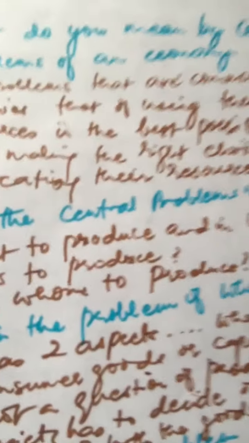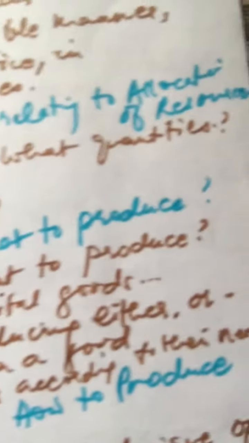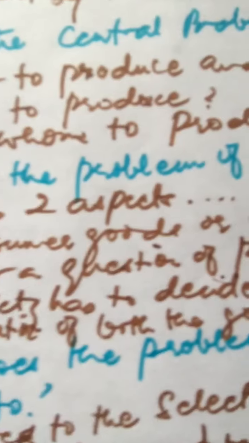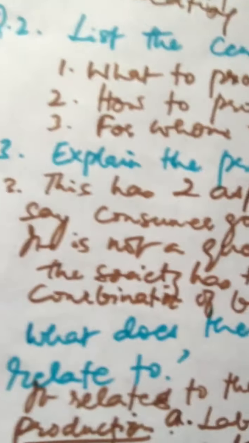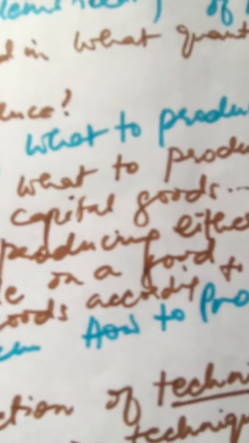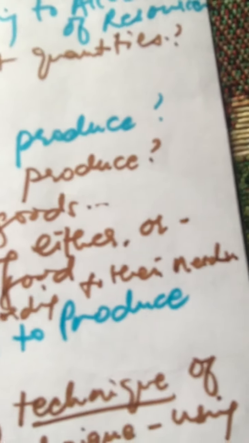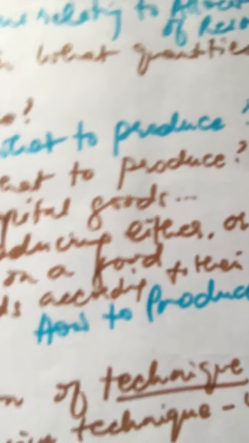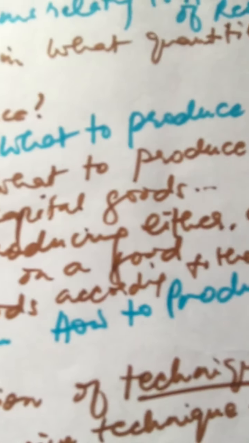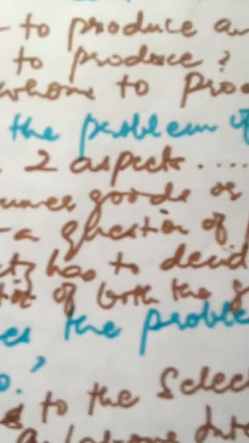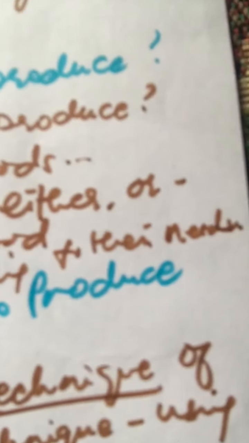Then we have the third question, explain the problem of what to produce. This has 2 aspects. What to produce, say consumer goods or capital goods. It is not a question of producing either consumer goods or capital goods, it's not a question of either or. The society has to decide on a good combination of both the goods according to their needs.